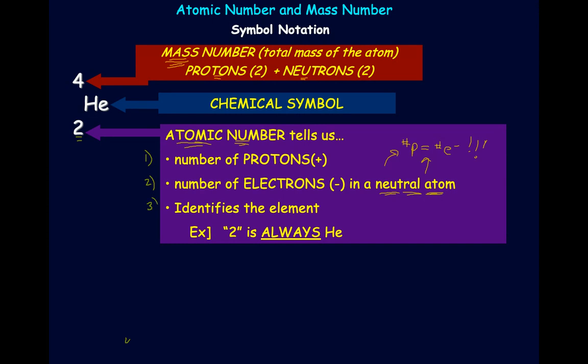And lastly, which is a really important concept, is that you identify what the element is, okay? So if you're 2, you're always going to be helium. Okay, always. Okay, and this number will always be on the periodic table. So on the periodic table, I always give you.